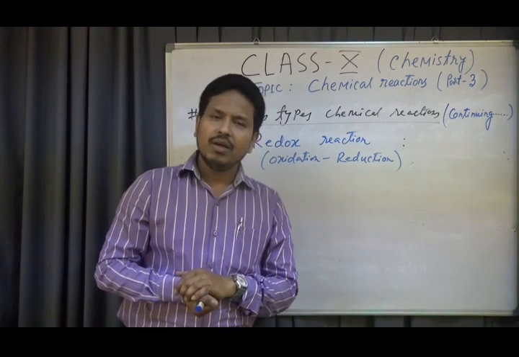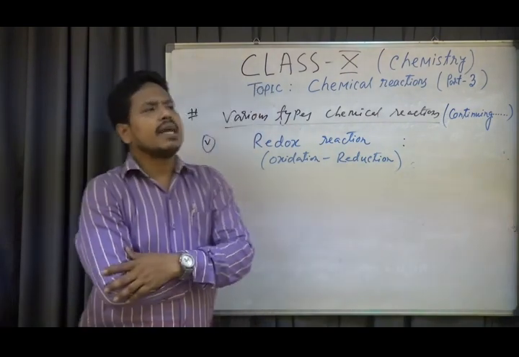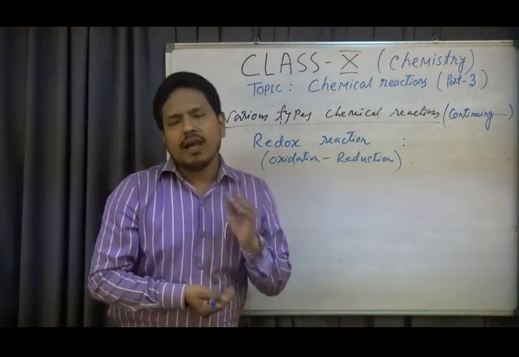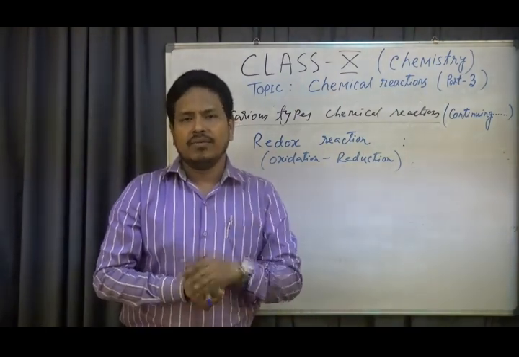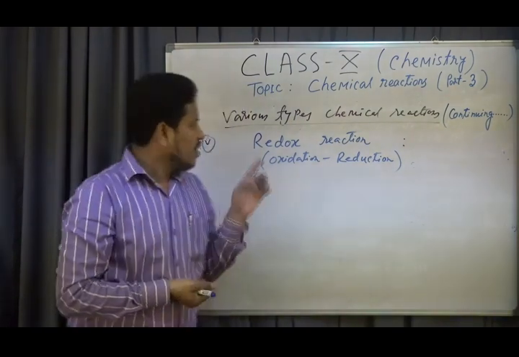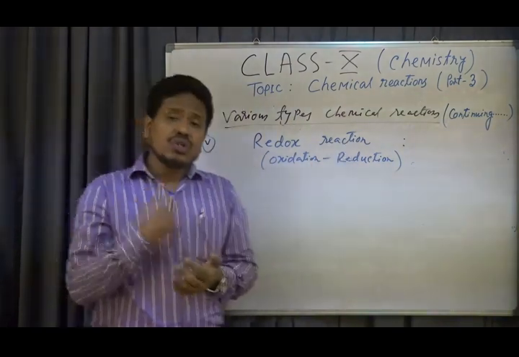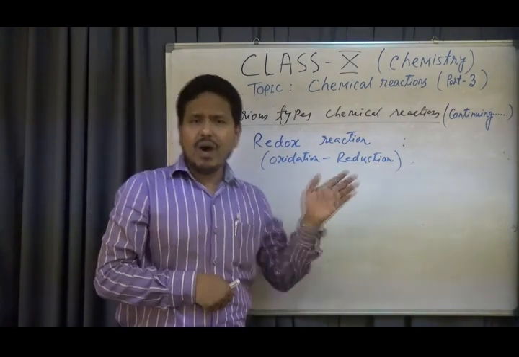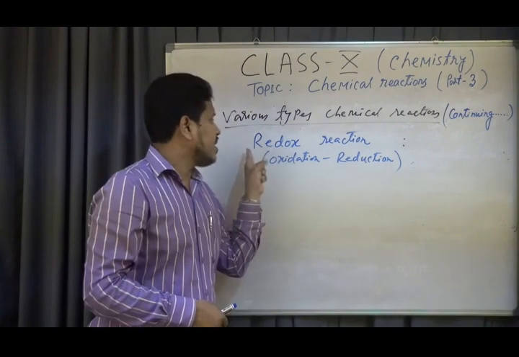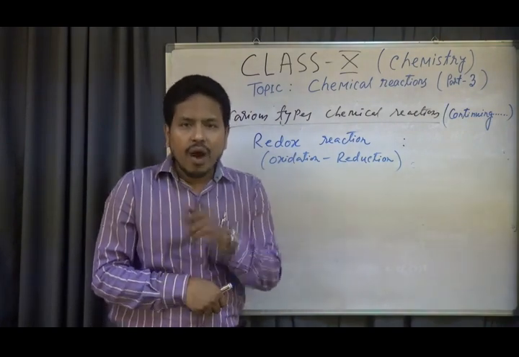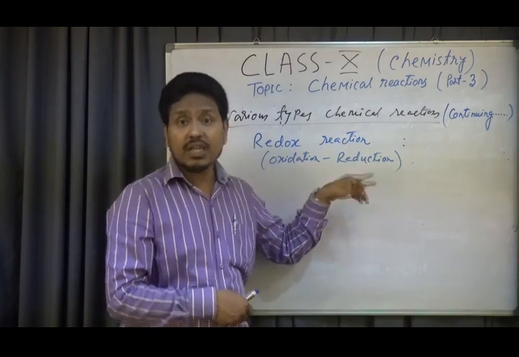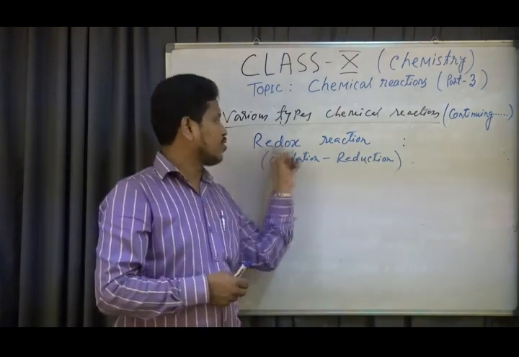Okay, my dear students? What is a redox reaction? The chemical reaction where both oxidation and reduction occur simultaneously. Follow your book, the definition is there. So that is the redox reaction. Now the question is, what is oxidation and what is reduction? When oxidation and reduction both occur simultaneously, then it is a redox reaction. Now you have to understand what is oxidation and what is reduction.